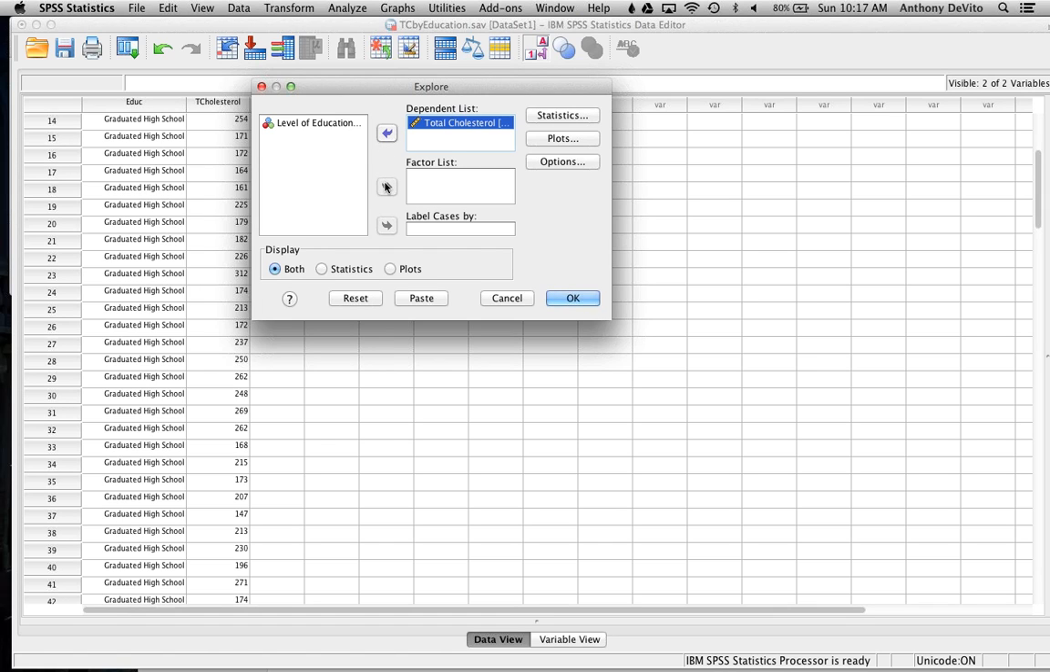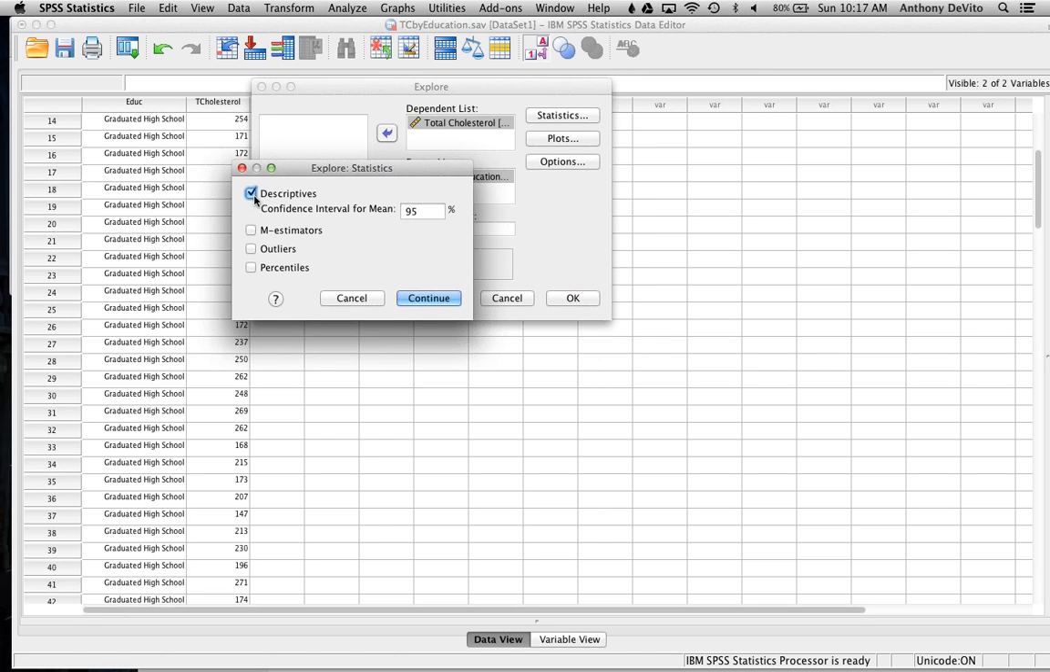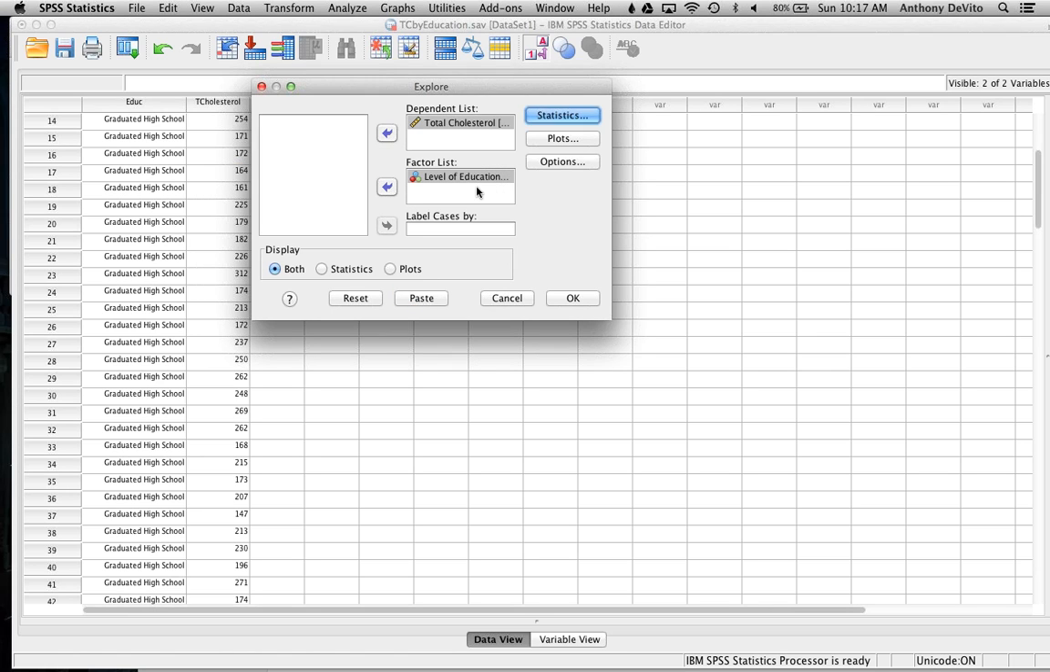My factor list, the groups that I want to break it up into, are my levels of education. Okay, so I'm going to go into statistics, make sure that it's going to calculate my descriptions. It is checked off. And with 95% confidence, an acceptable type 1 error or alpha error of 5%, I'm going to say continue.